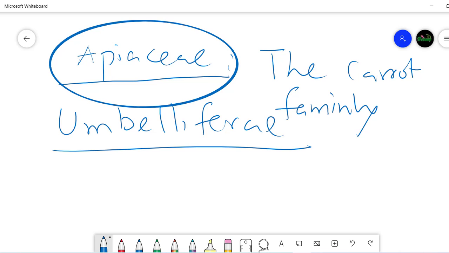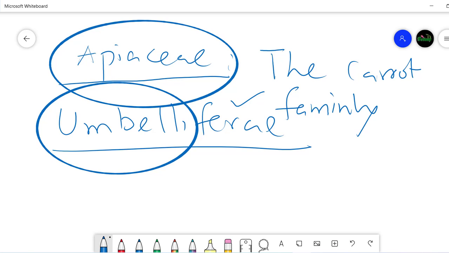However, you will find its old name in the literature. There are still many books and websites which refer to this family by its old name, Umbelliferae. As the older name indicates, umbel is the typical inflorescence of this family. Apiaceae is named because of its type genus, Apium.